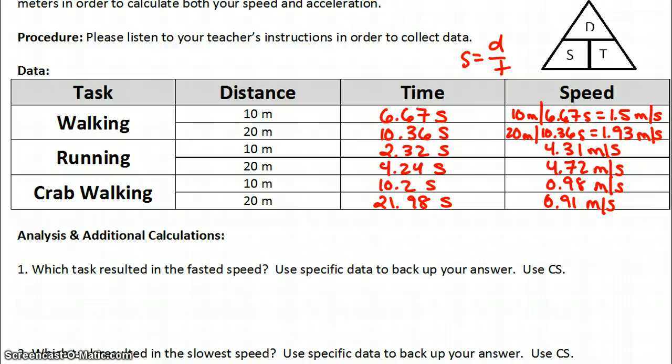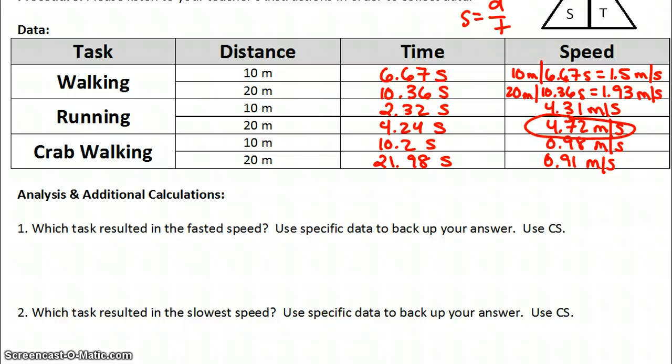First question, which task resulted in the fastest speed? Well, the fastest speed is going to be your highest number. So for my data, that would be this one right here, 4.72 meters per second. So my answer would be running over the course of the 20 meters. That would be my fastest speed. Make sure you're using complete sentences.